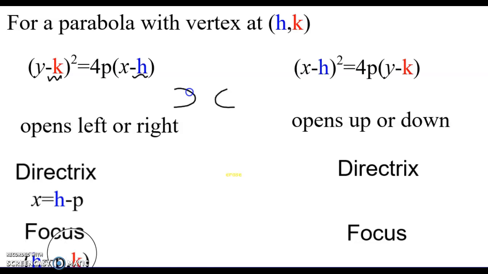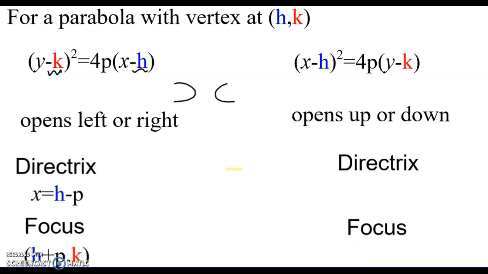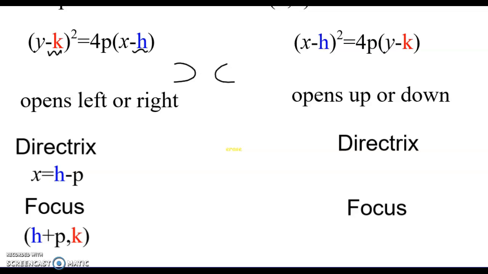And then the focus, basically the same thing is going to happen. You just find where your vertex is, and then you just count right or left, however far the p is from that. If it opens up and down, similar things happen. We just count p from wherever the directrix is, or we count p from wherever the focus is. So you just go the opposite direction.